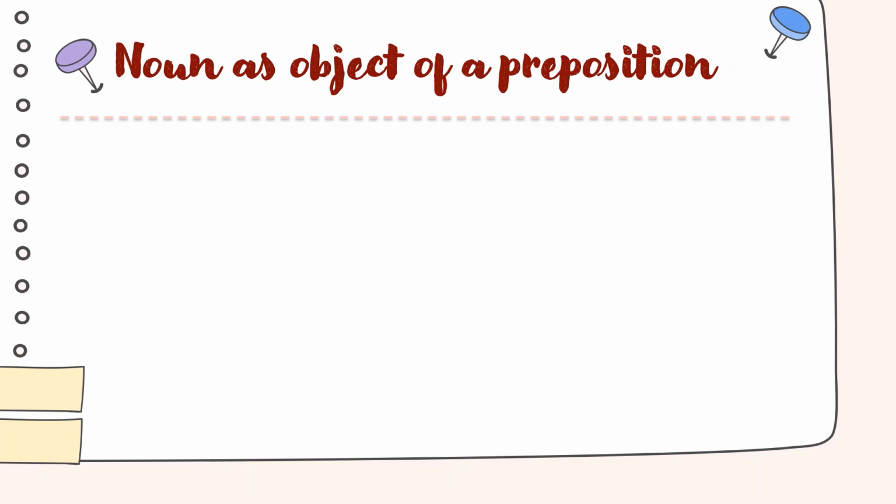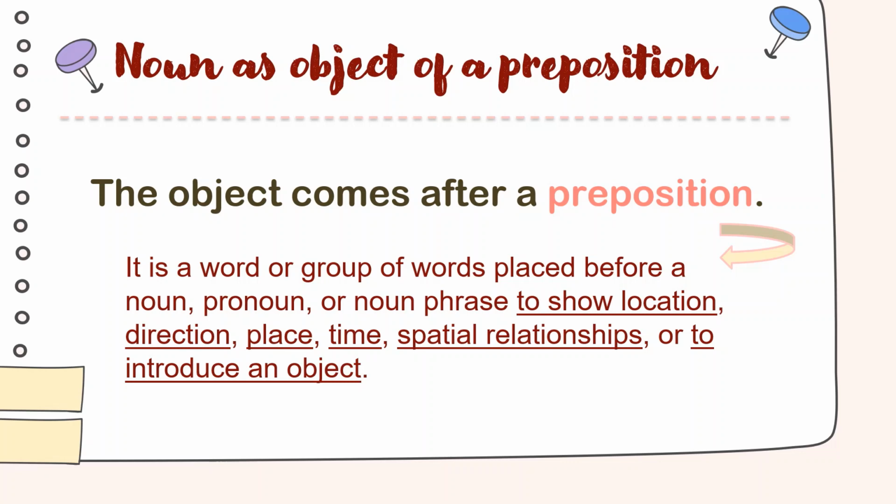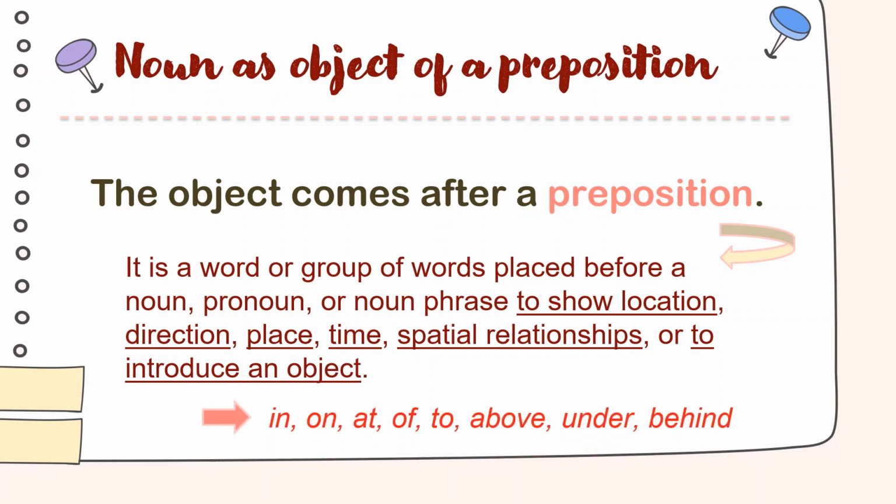Fourth, a noun may be used as object of a preposition. It is when the object comes after a preposition. When we say preposition, it is a word or group of words placed before a noun, pronoun, or noun phrase to show location, direction, place, time, spatial relationships, or to introduce an object. Some of the common prepositions that we use are in, on, at, off, to, above, under, and behind.